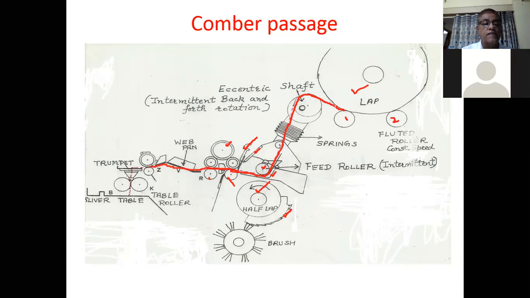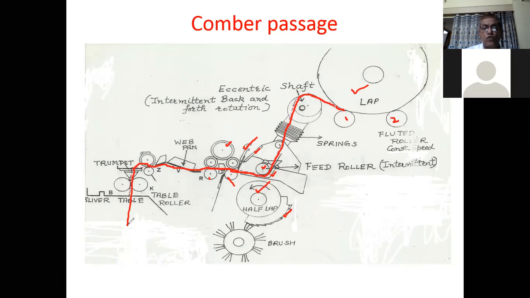Now it is passing through the pair of rollers, and then this web sheet is converted to sliver by the trumpet. This is the trumpet which is used on the card and draw frame also. And then this material is further condensed by the table calendar rollers and the sliver is formed. So this is the passage of material.